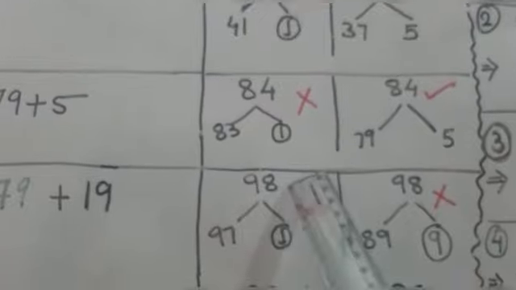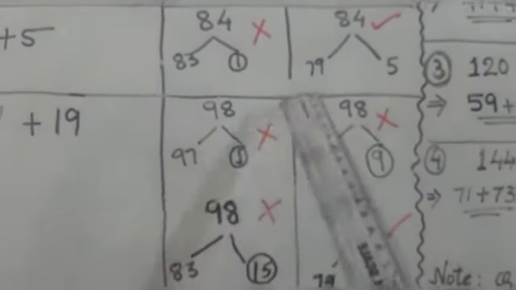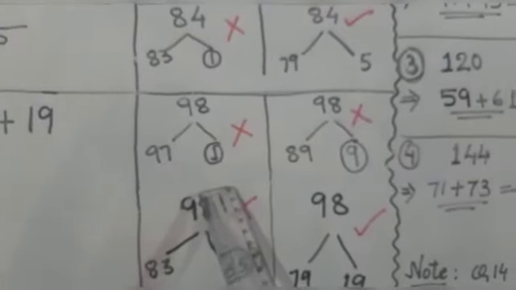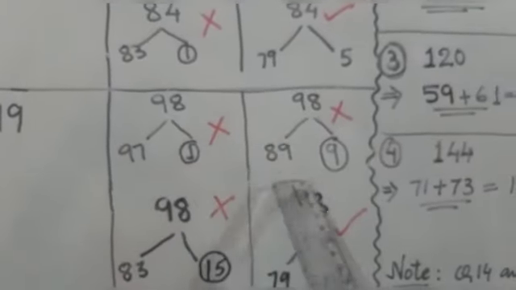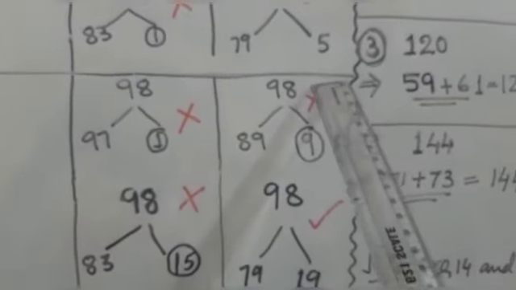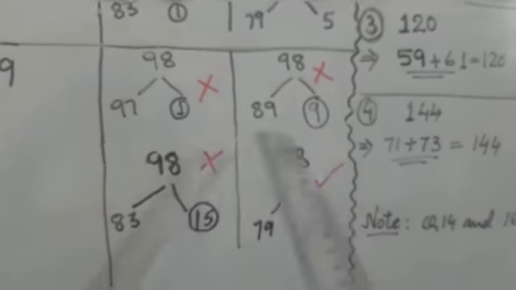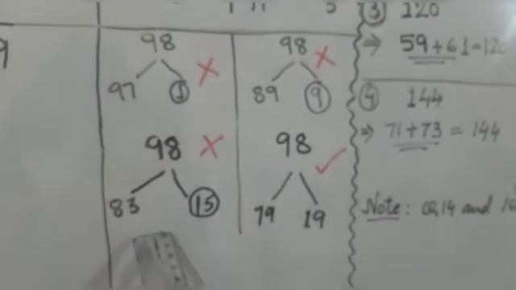Next, 98. The greatest prime number less than 98 is 97. 97 plus 1 is 98, but 1 is neither prime nor composite. So we have to take the next prime number, 89. 89 plus 9 is 98, but again 9 is a composite number. Again, go for the next step.